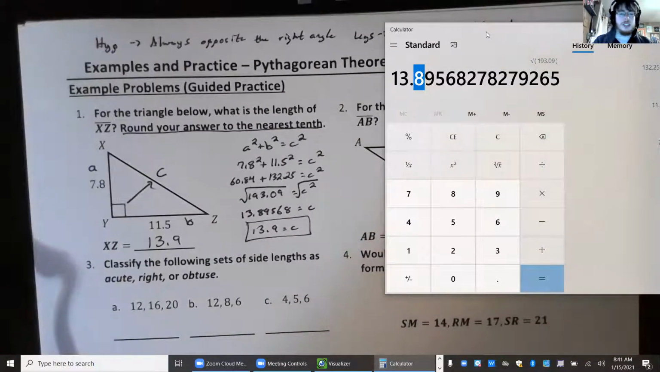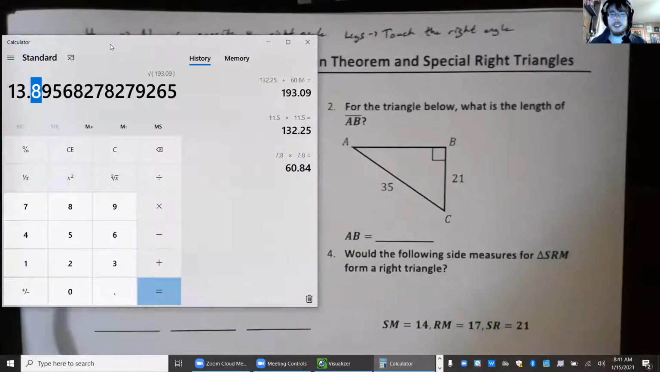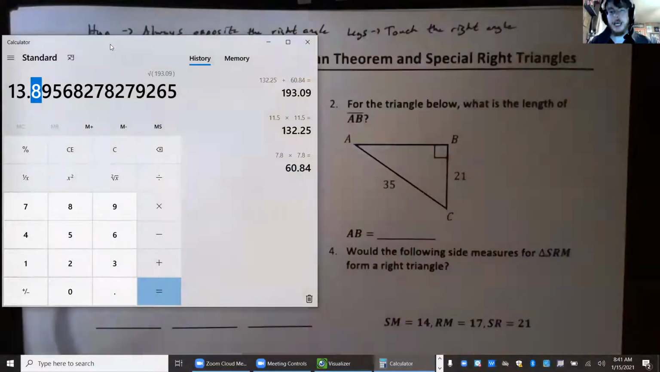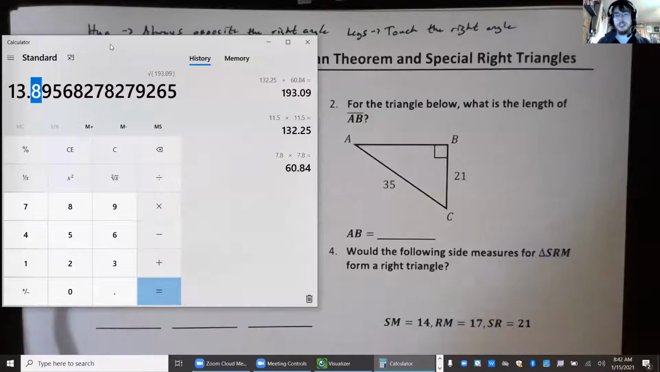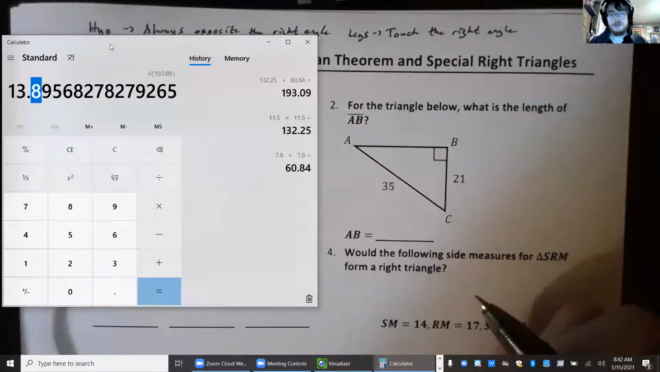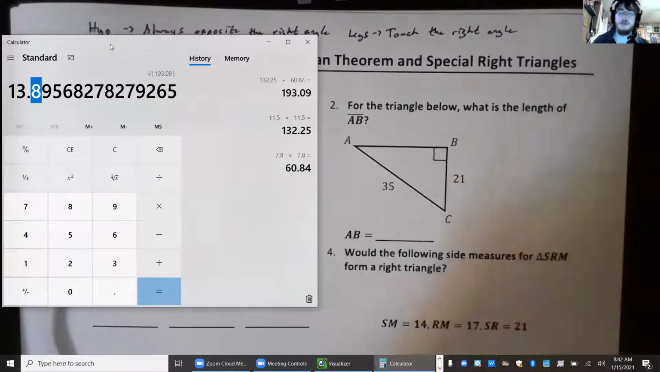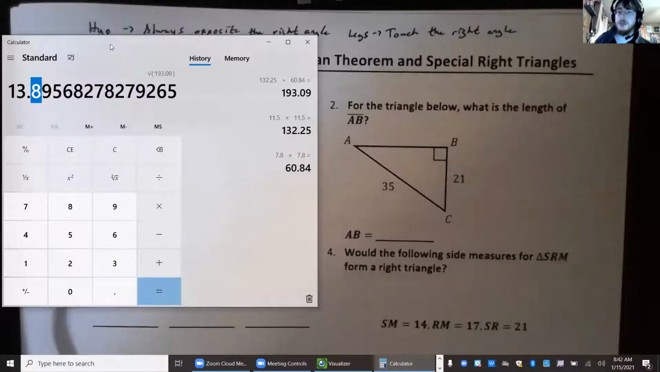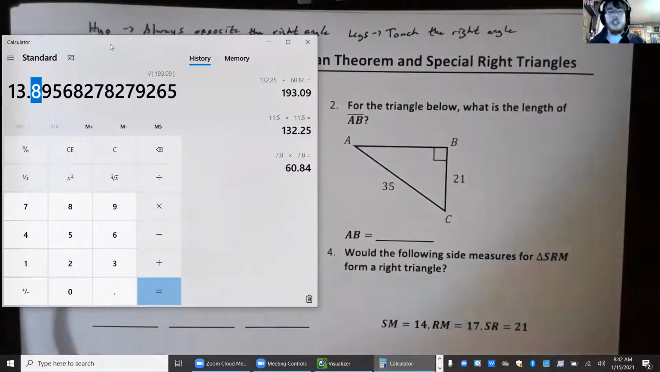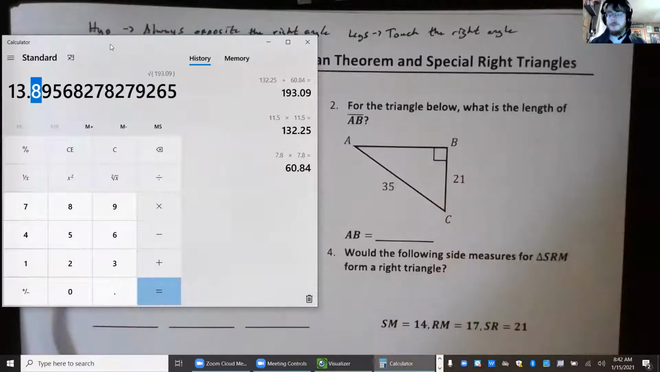All right, now let's look at number 2. Number 2 says for the triangle below, what is the length of line segment AB? So the same process we did before. We have a right triangle, and we need to determine if it's a special right triangle. There are no angle markings, so we can't tell if it's a special right triangle. So then we move on to make sure we have 2 sides. And indeed we do. We have 21 here and 35 here.